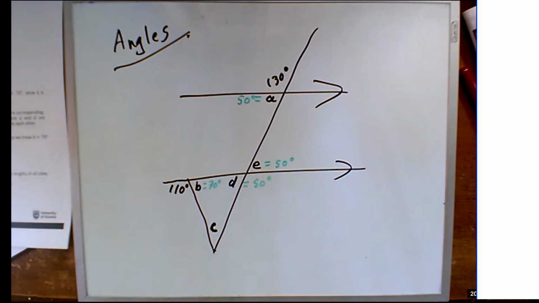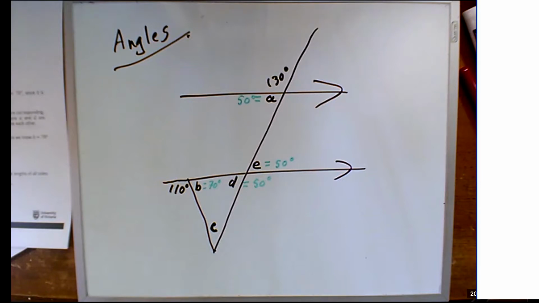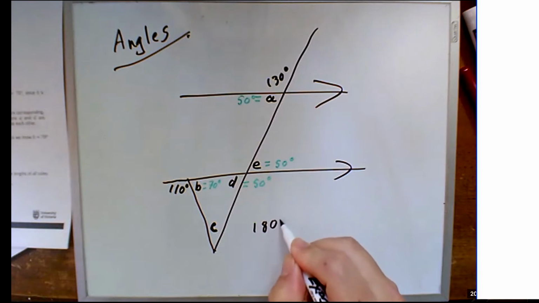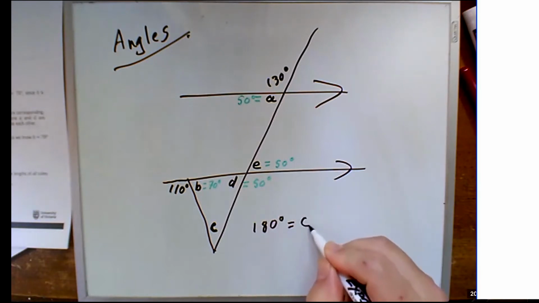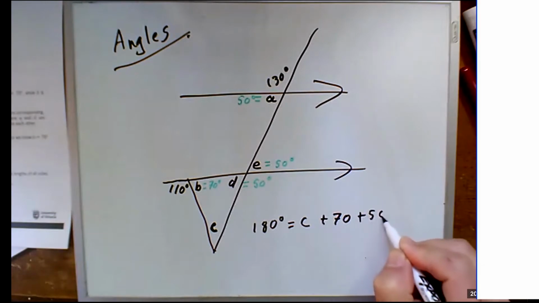That leaves us just one angle left to figure out, and that's C. Well, C is inside a triangle, and I already know two angles of that triangle, and I know that triangles must be equal to 180 degrees. So I can say that 180 degrees is going to be equal to whatever C is, plus my 70, plus my 50.